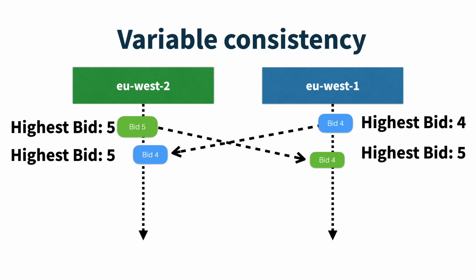Another example is an auction like eBay, where you always want to be available for bids because you want as much business as possible. But when it comes to declaring the winner, we really want to make sure that both replicas, or all replicas in all data centers, have finished and all of the bids have been seen. Otherwise, we might end up declaring the wrong winner.